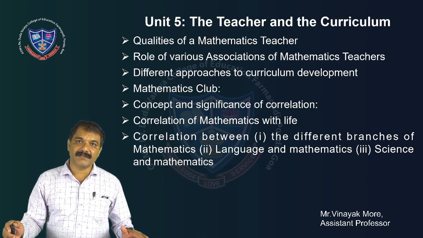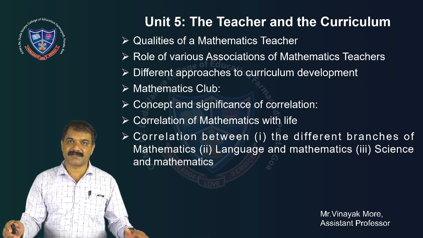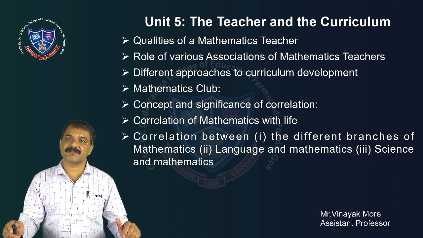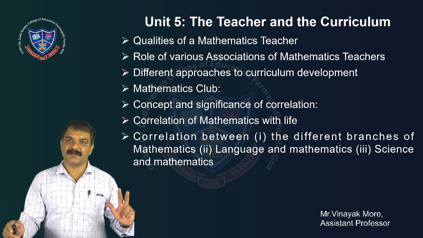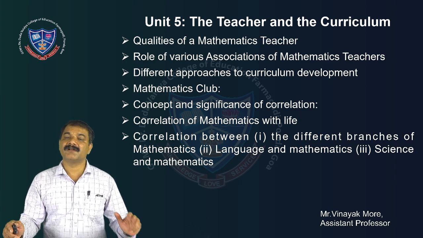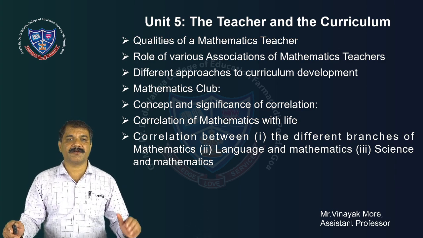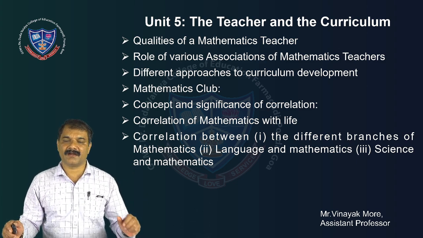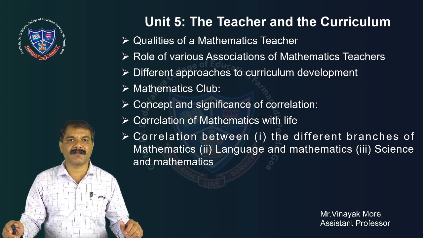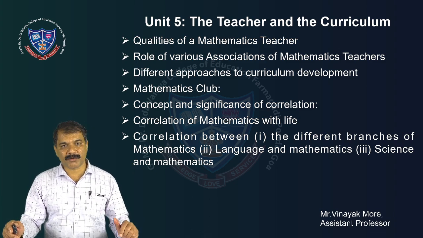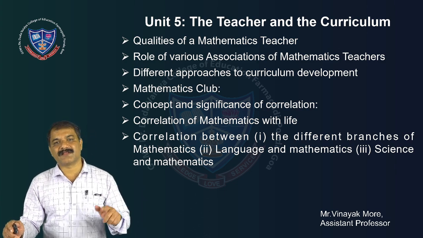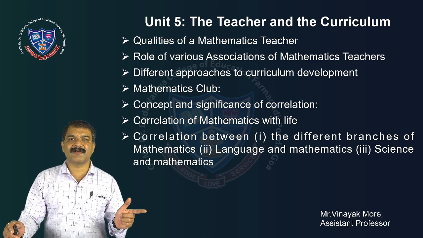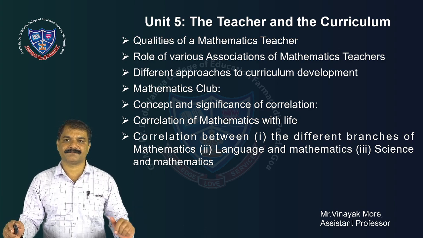In topic 5, we will be talking about the mathematics teacher and curriculum. We will see what the qualities of a mathematics teacher are, the role of various associations of mathematics teachers, different approaches in curriculum development, how a mathematics club can be framed and constructed, and which activities we can hold through the mathematics club. We will also see the concept of correlation: correlation of mathematics with life, correlation within or among branches of mathematics, and correlation of mathematics with science and language.